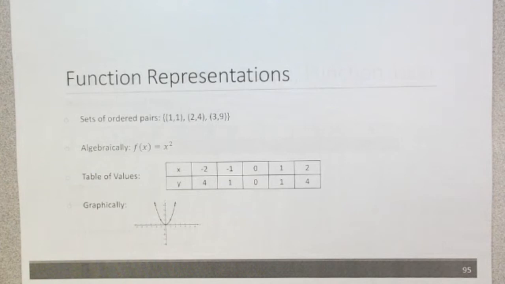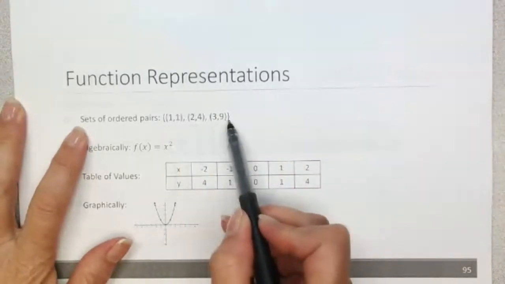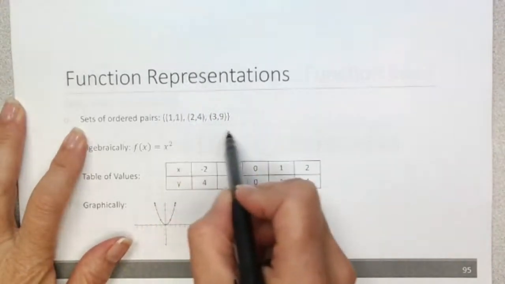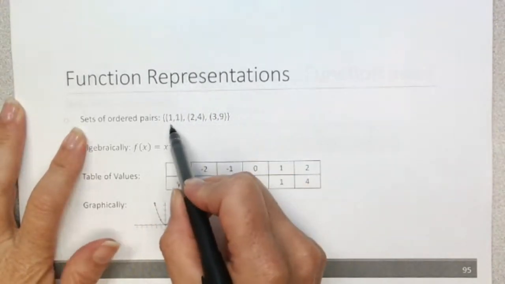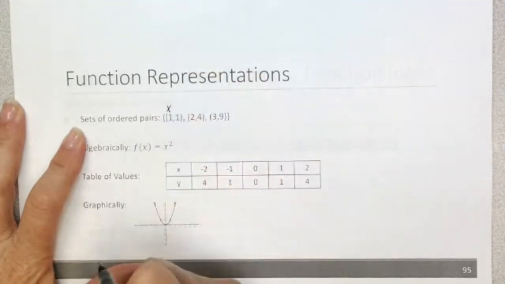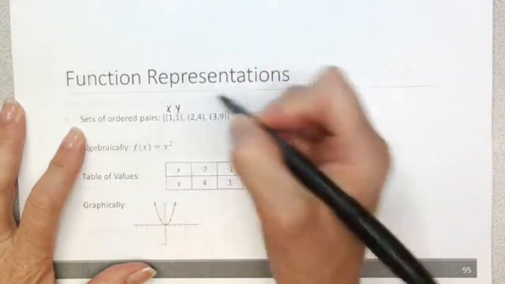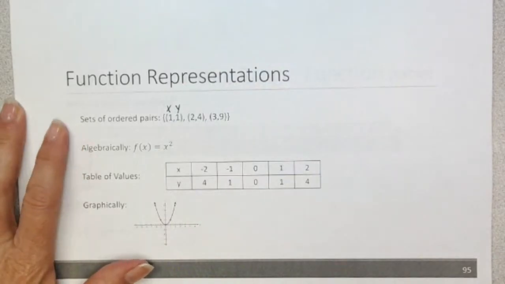Functions can be represented multiple ways. We can represent a function as a set of ordered pairs, as in this first example. In these ordered pairs, the first value usually refers to the x coordinate if we were plotting points, and the second to the y. It doesn't necessarily have to be that.